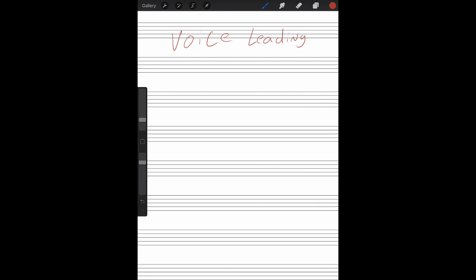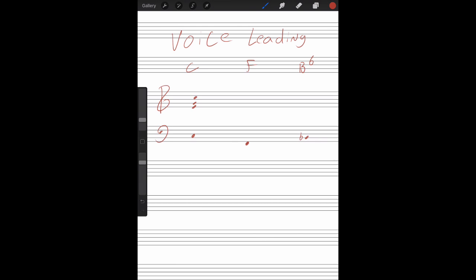To voice lead a chord progression, first look for the common tone. A common tone is a note found between two successive chords. Keeping common tones in the same voice is referred to as common tone voice leading.